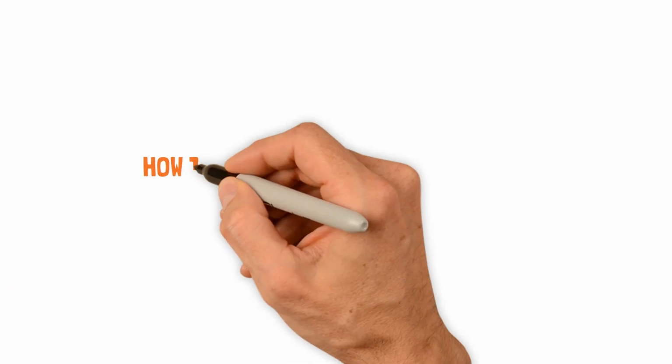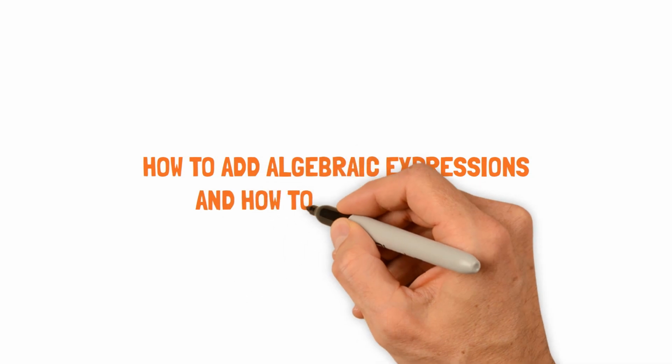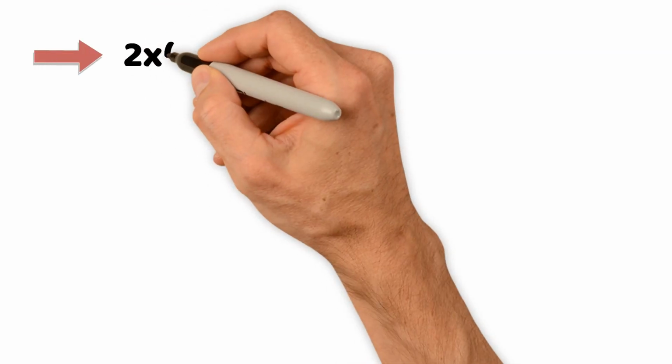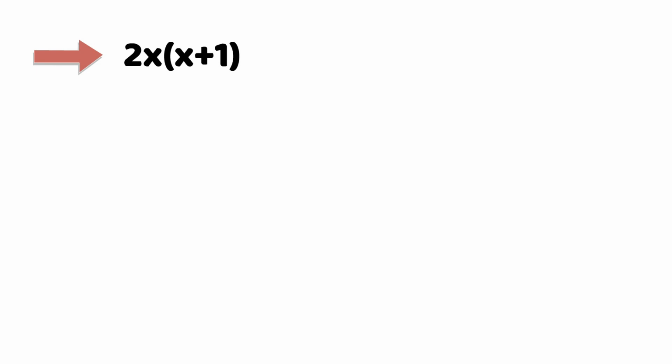Until now, we've discussed how to add algebraic expressions and how to multiply them. Now we'll combine both of these together. For illustrative purposes, we want to simplify the algebraic expression 2x times x plus 1. How do we do that?